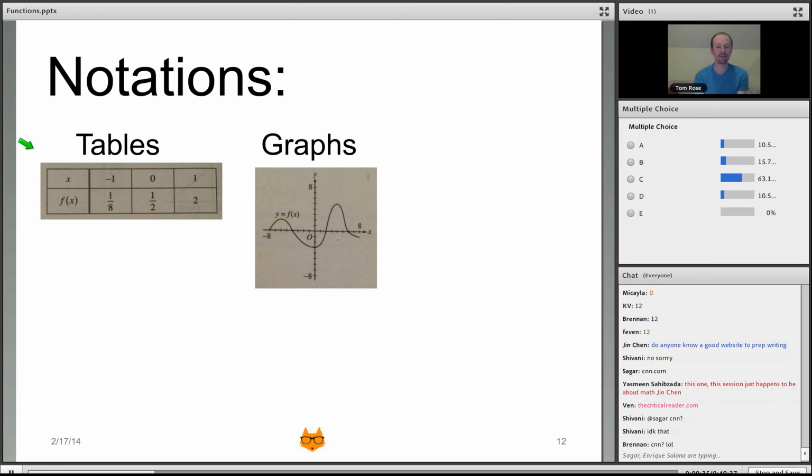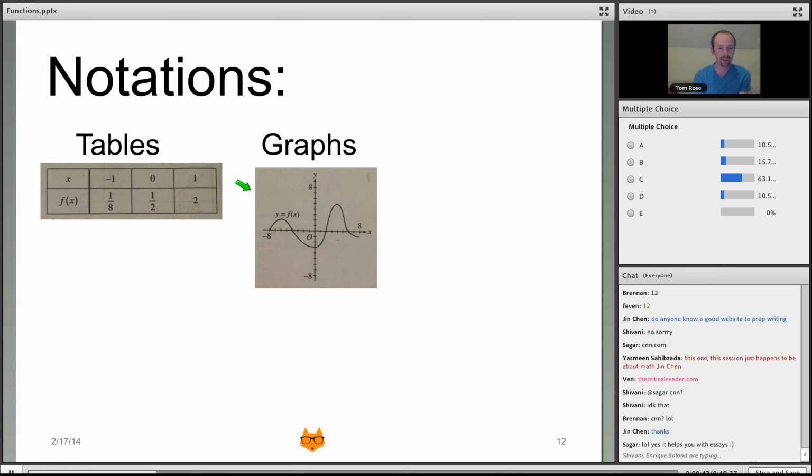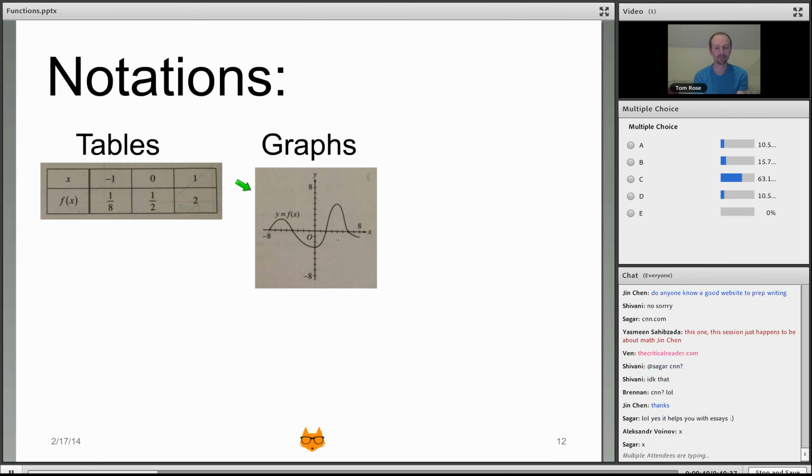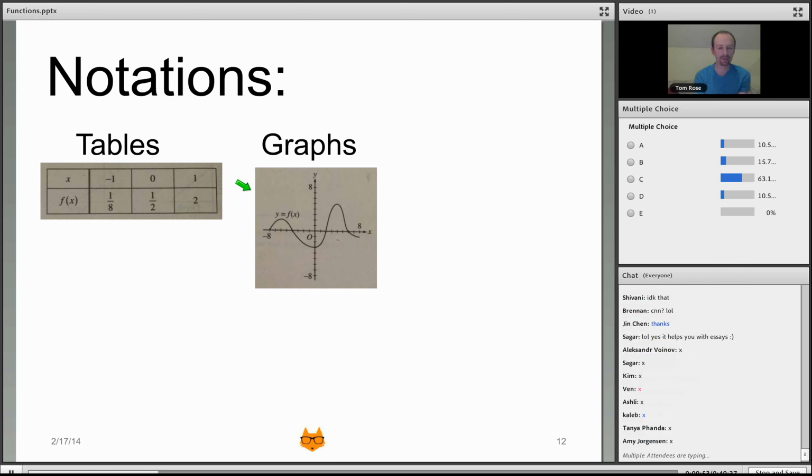Here we've got graphs. It's a little small. Can you see this? What is the input for this particular function? Type in the chat window for this graph. Yeah, the x. And what is the output? The output is the vertical axis, yeah. It's also specified here. It says y equals f of x. So you could put y or f here because they're the same.